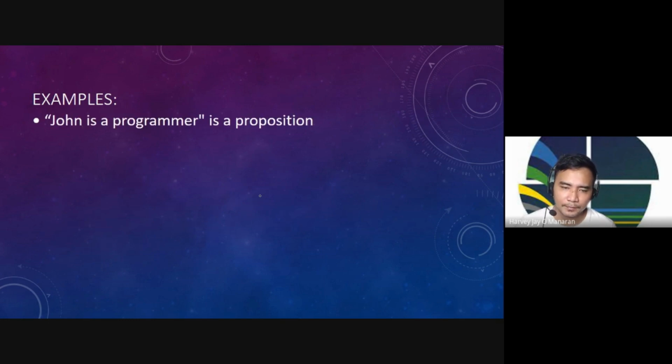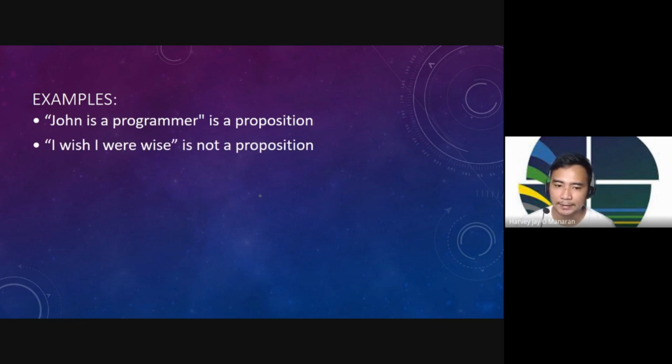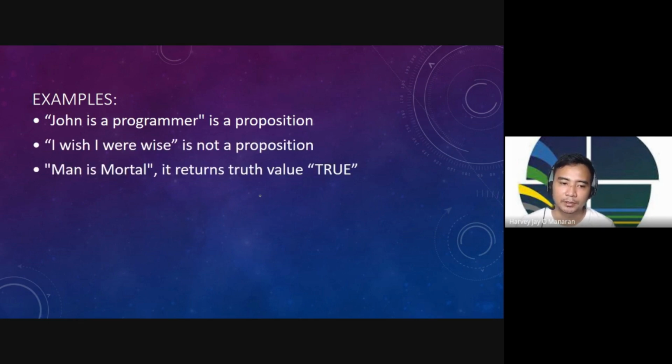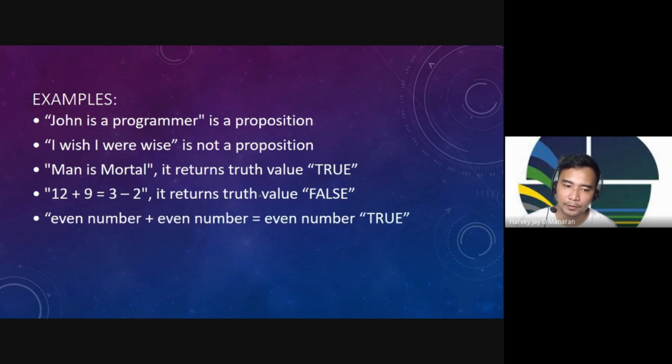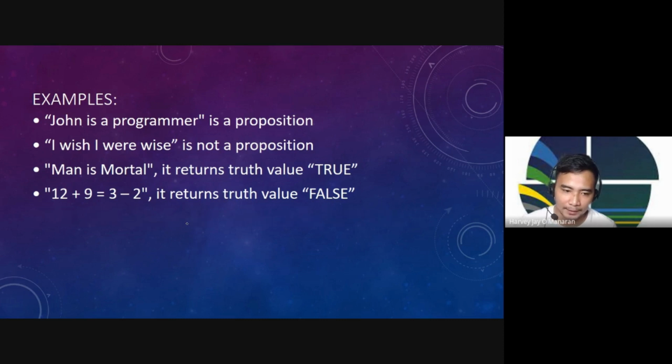Example, John is a programmer. So it is a proposition. I wish I were wise. It is not a proposition. Man is mortal. It returns the truth value true. And 12 plus 9 equals 3 minus 2. It returns the truth value false. Even number plus even number equals even number. So both statements are true. Example, the other way around.